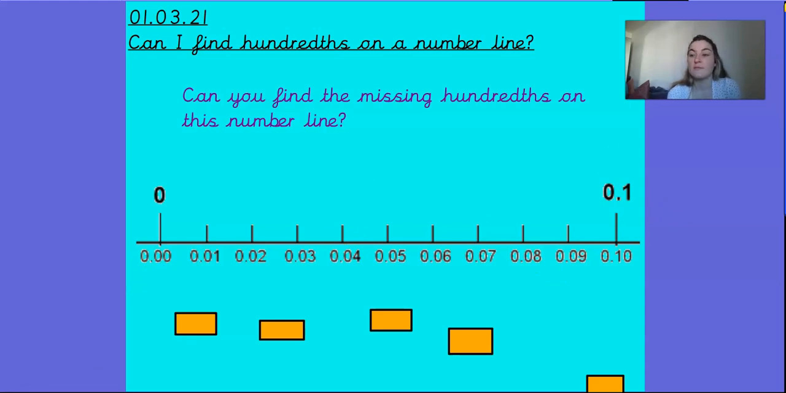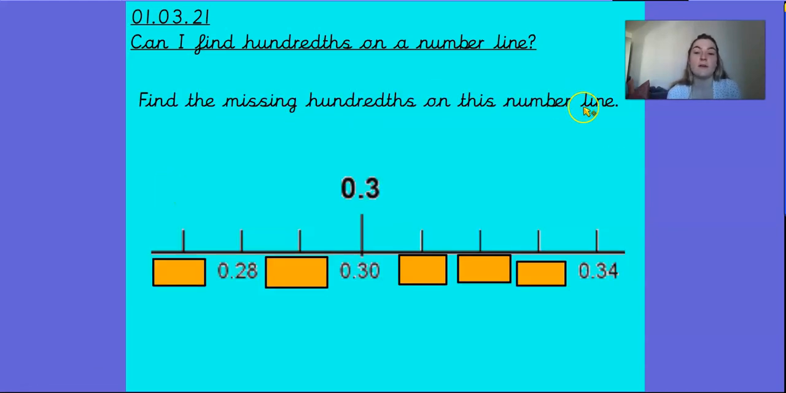Right, that one was a fairly simple one, but here we need to find the hundredths missing on this number line. We've actually got tenths in this one, but we are focusing on the hundredths and what those are going up by each time. Take a look at these two and think about what could be in the middle by how far apart the hundredths are here. And you've got 0.3 as a whole number here. So have a go at filling in the missing parts on this number line.